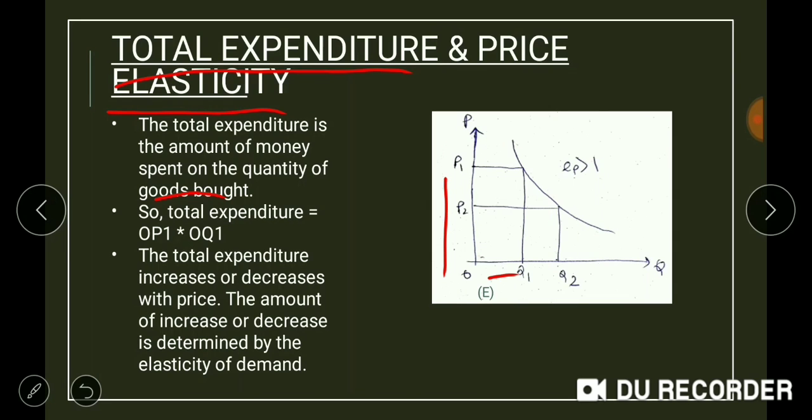So the total expenditure equals OP1 into OQ1. The total expenditure increases or decreases along with price increase or decrease. The amount of increase or the amount of decrease is determined by the elasticity of demand. In the corresponding figure E, we see that the price decreases from P1 to P2 and the quantity increases from Q1 to Q2. So to determine by how much the total expenditure has changed, we have to determine the change in the value of this rectangle compared to the change in value of this rectangle.